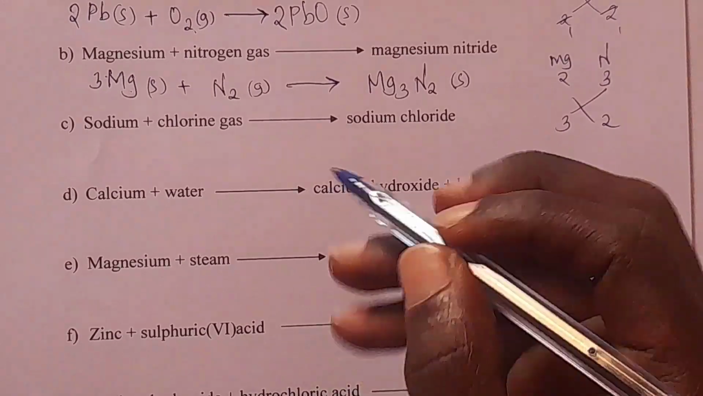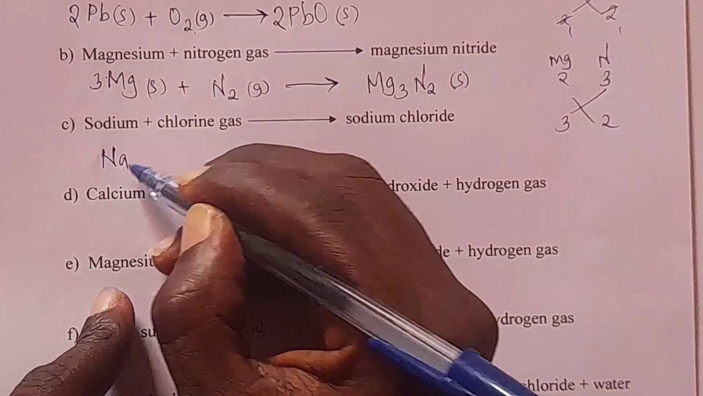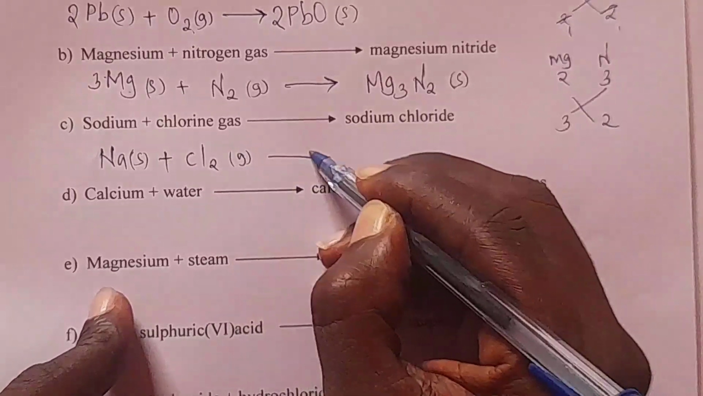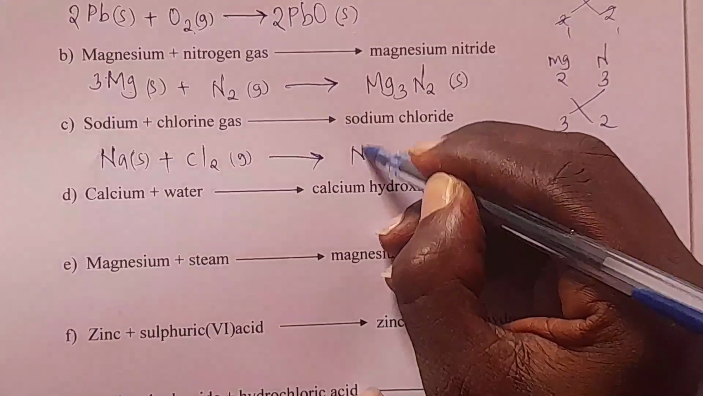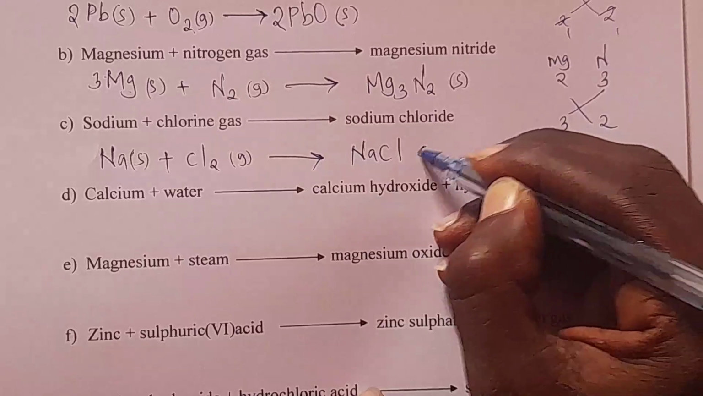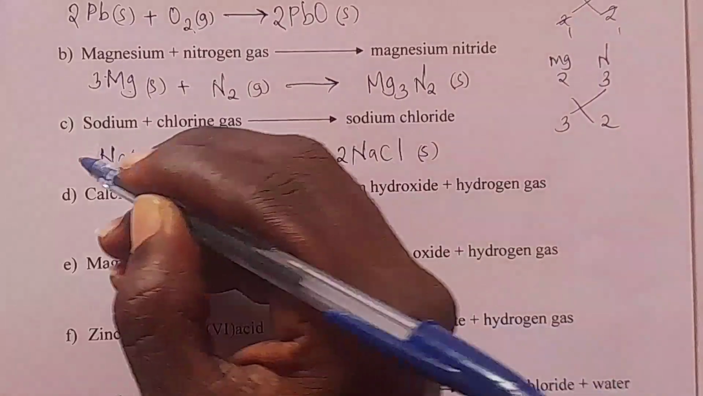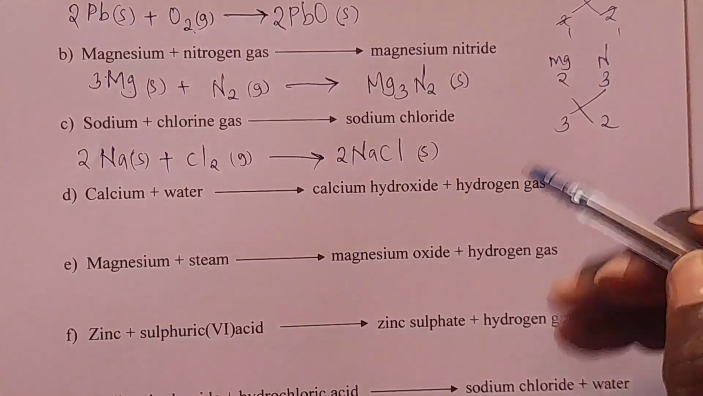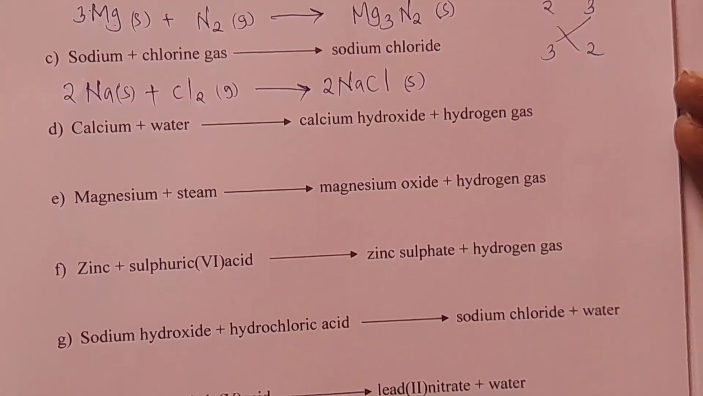Number 3, we have sodium plus chlorine. So sodium is written Na, solid, plus chlorine is a gas. So we are going to have Cl2 gas. Here we are going to get sodium chloride. Sodium chloride is written NaCl. This is solid. So we balance this equation by putting 2 on the side of sodium and 2 on the side of sodium chloride. So when a metal reacts with chlorine, we get a metal chloride like that.